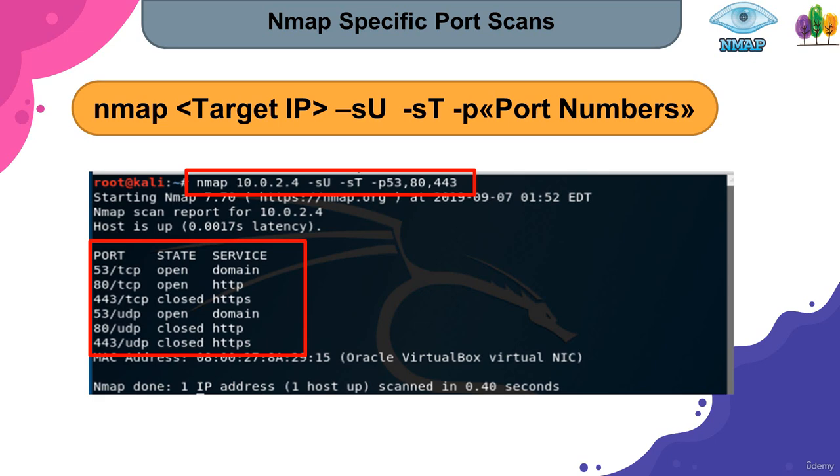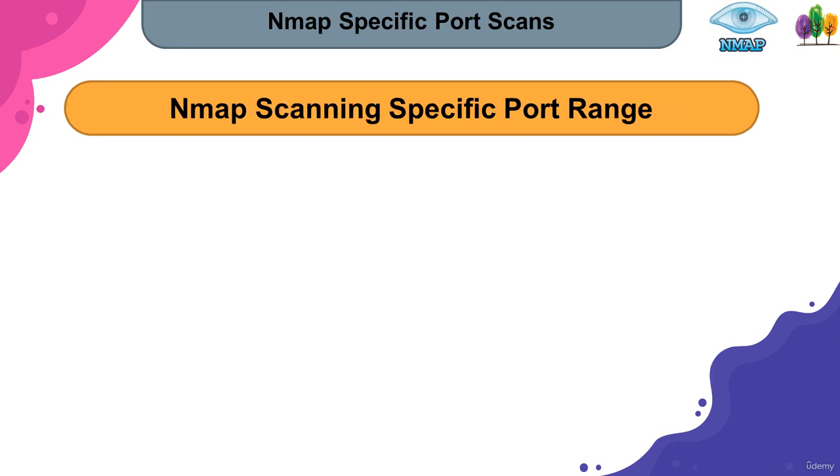Scanning a specific port range with Nmap. Now, what was a port? We learned what it's used for. There are 65,535 port numbers in most computer systems. So with Nmap, we can scan a wide range of ports, right?